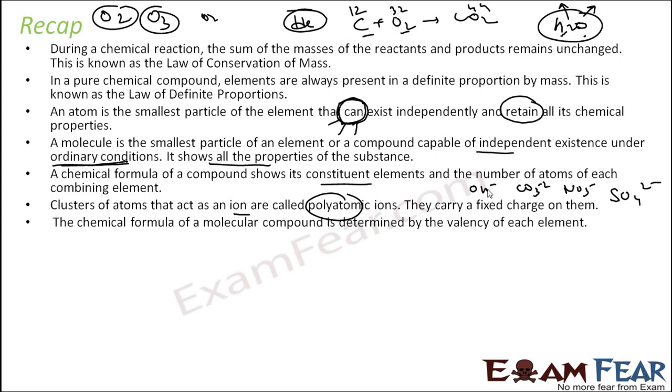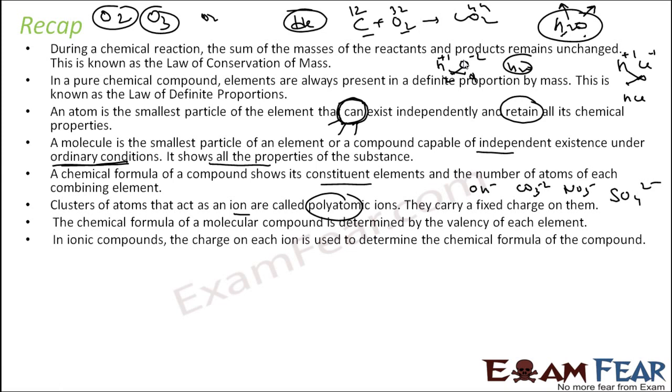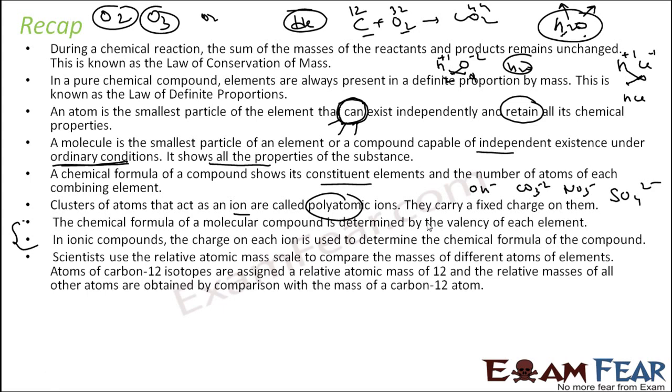The chemical formula of a molecular compound is determined by the valency. For example, in HCl, H is plus 1 and Cl is minus 1, you do a swap, you get HCl. In water, H and O are plus 1 and minus 2, you do a swap, you get H2O. For an ionic compound, the charge on each ion is used to determine the chemical formula. So for covalent we use the valency, and for ionic we typically use the charge.